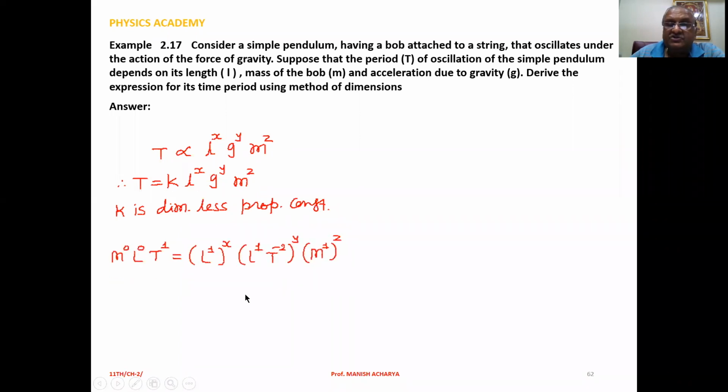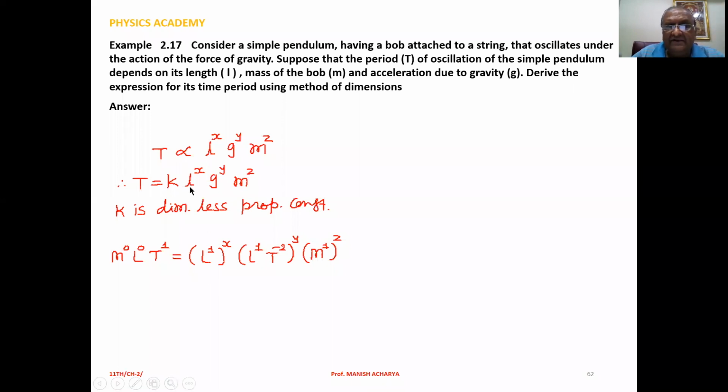Now compare the dimensions on both the sides. Left hand side is periodic time. So after all it is time: M0, L0, T1. K is a dimensionless proportionality constant, so no need to write its dimensions. If you want to write, then you can write M0, L0, T0, but it is meaningless. No need to write.